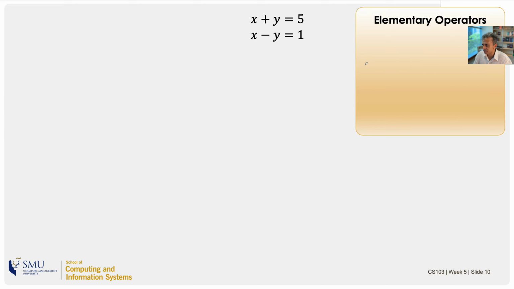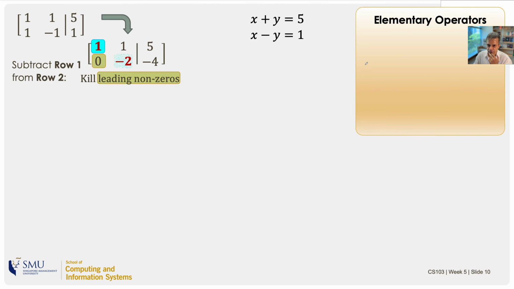So let's look at it starting from our equations, x plus y equal to 5, x minus y equal to 1. That gives you the augmented matrix. Subtract the first row from the second so that this element becomes 0. Fine. That made the second element minus 2. And now you see the pivots as 1 and minus 2 in the beautiful cyan color. So the elementary operator there was to subtract the first row from the second.